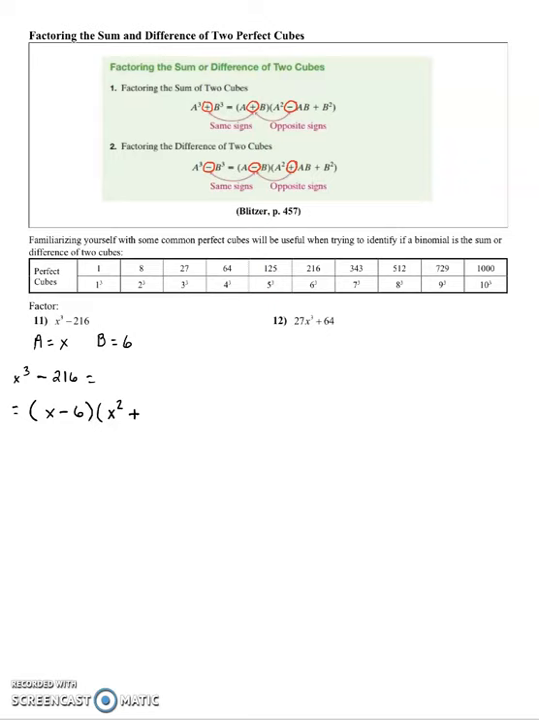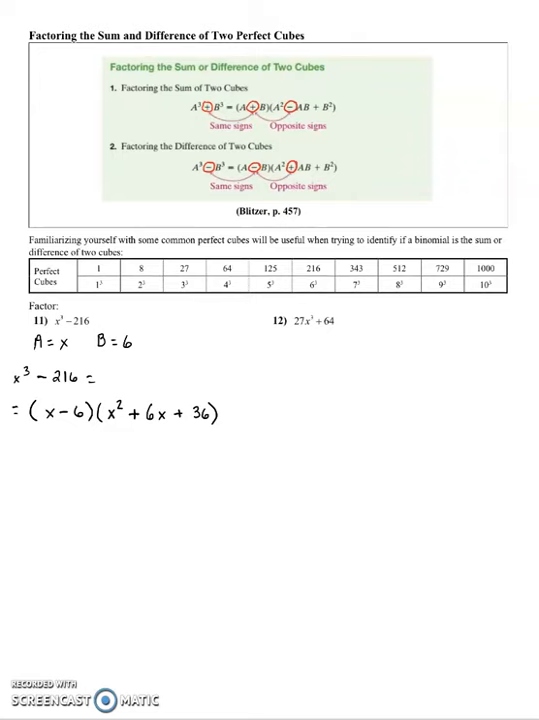We multiply a times b to get our middle term. So a is x and b is 6. If we multiply them together, we just get 6x. And then our third term is b squared, so plus 6 squared is 36. And we're done. That's as far as that goes.